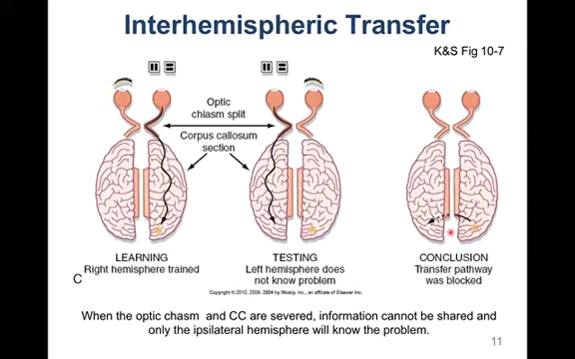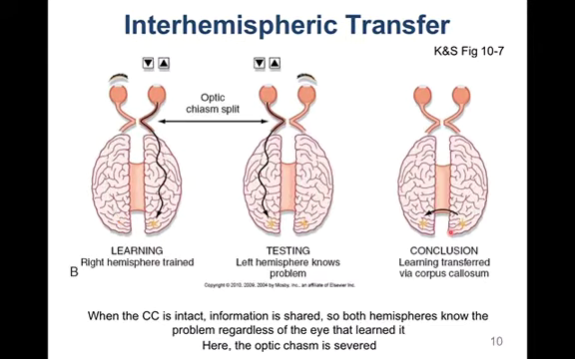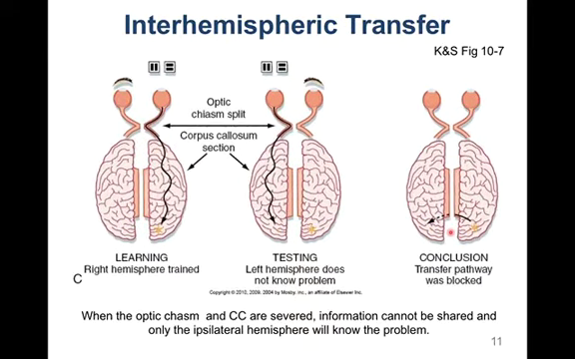And I'll let you think through on your own, maybe as a study exercise, what would happen, because we talked about nothing severed on the first slide, then we severed the optic chiasm, then we severed both. I'll let you think about what would be the result if you had an intact optic chiasm but a severed corpus callosum. And maybe do that on your own or talk it over with a study partner.